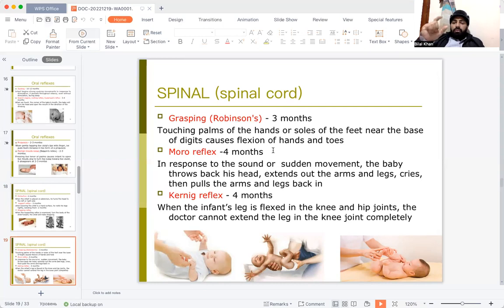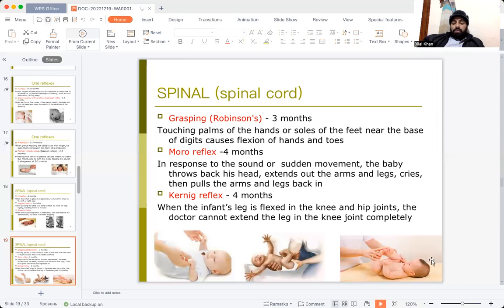Hand and toes also. So the motor reflex, you can see in the second picture, at 4 months the child, in response to sound or sudden movement, throws back his head, extends out the arms and legs, and cries, then pulls the arms and legs back in. Like the arm will be in this position and then extend out, arms and legs.